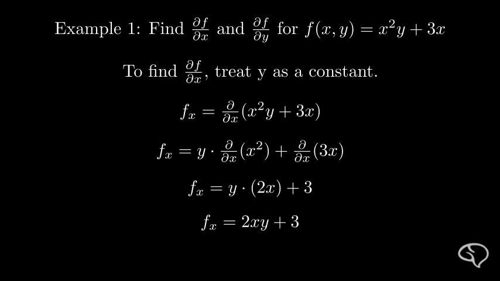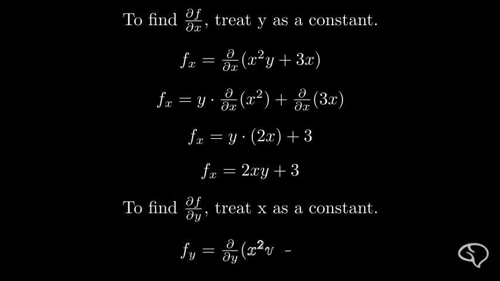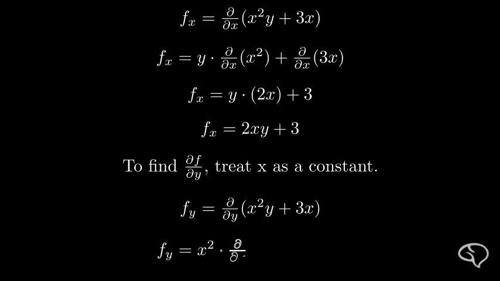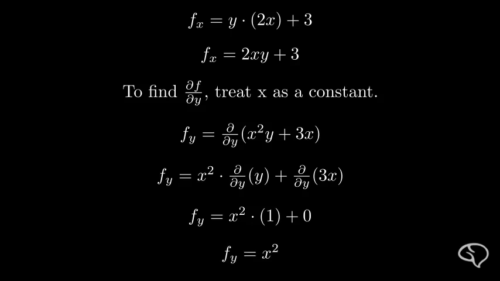Now let's find the partial derivative with respect to y, or f sub y. This time, we treat x as a constant. The derivative of x squared y is x squared times the derivative of y, which is 1. The derivative of 3x is 0, because x is a constant. So f sub y equals x squared.